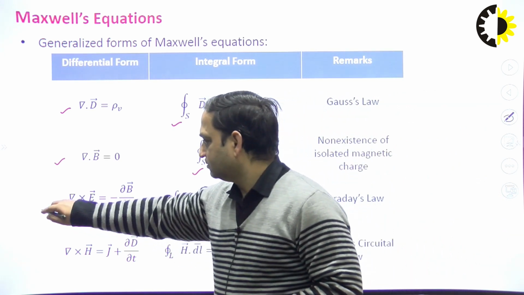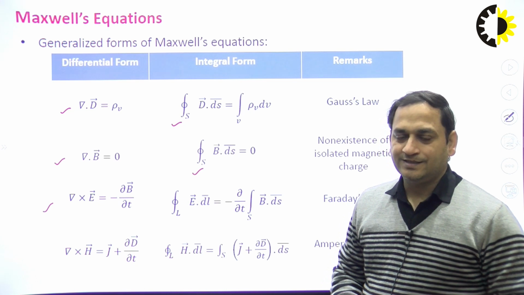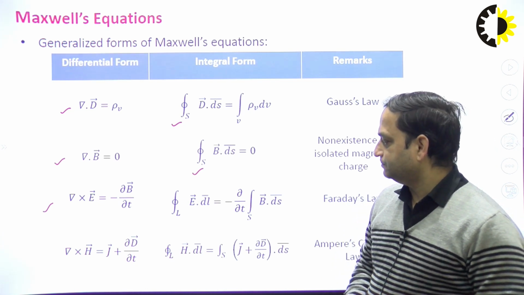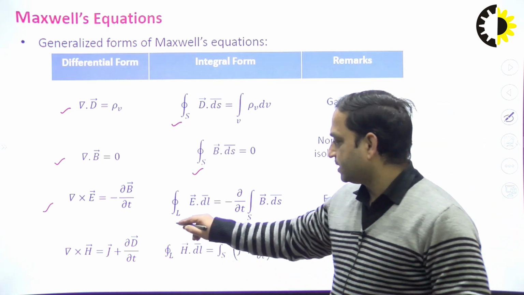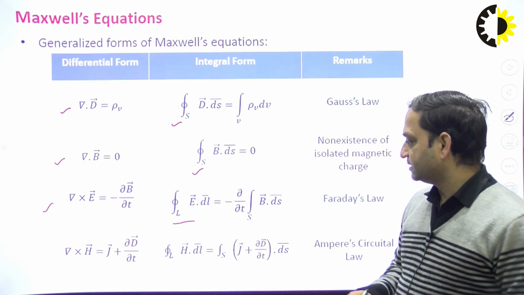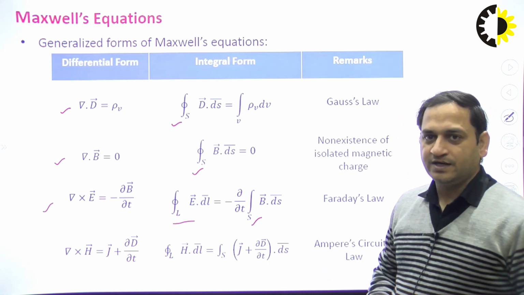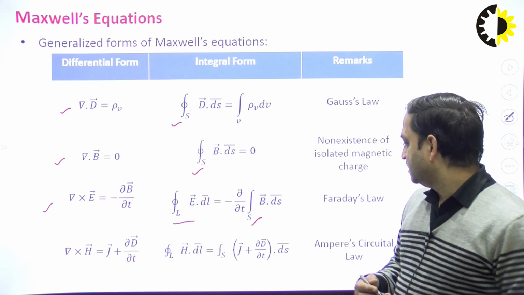Third one is del cross E equals minus del B upon del t, and its integral form is E dot dl over a closed path equals minus del upon del t of B dot ds over the open surface. This equation is derived from Faraday's law.